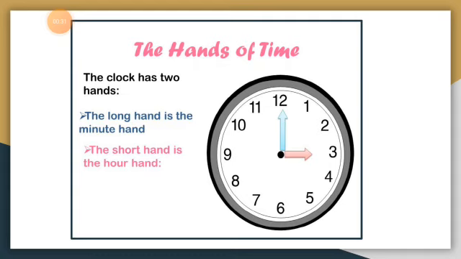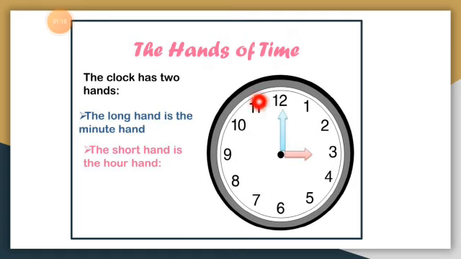Okay, this is a clock. Now let's see the hands of time. Can you see over here? There are two hands. One is the long one and one is a short hand. The long hand is the minute hand and the short hand is the hour hand. The clock has two hands.